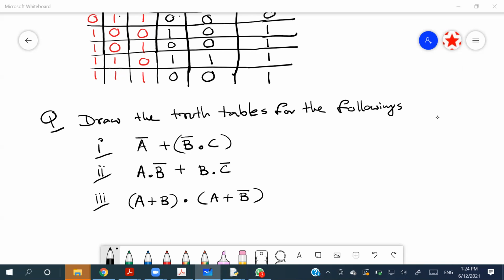B dot C bar. Yes. B dot C bar is correct as well. Well done. So the last output, yes. Yes, that is correct. Very good. Very good, Nirmana. That is correct. Go for the third one.